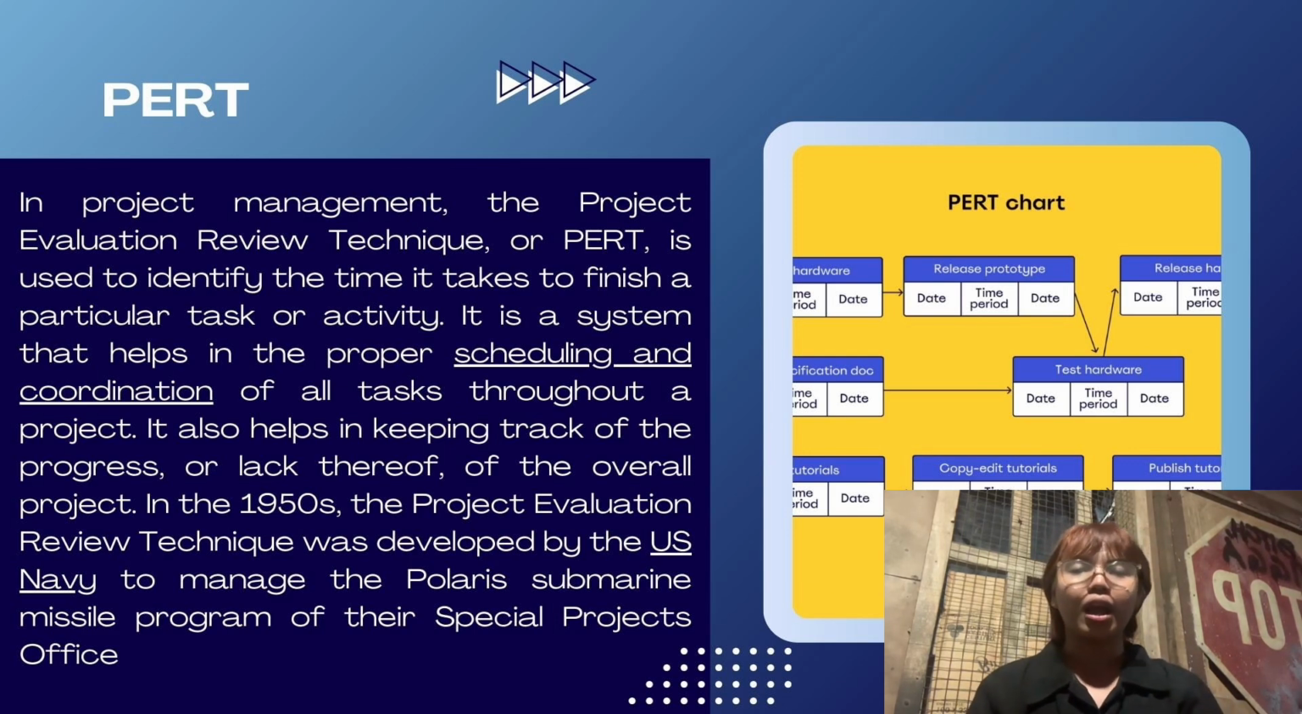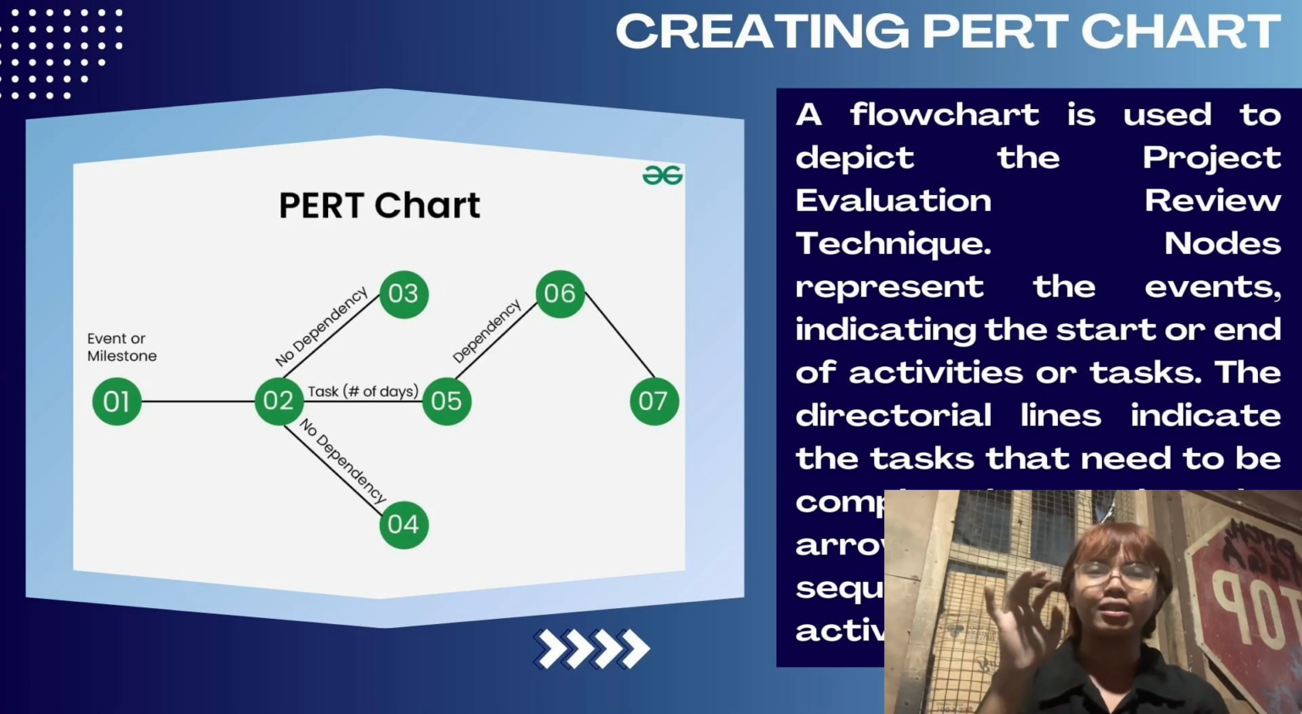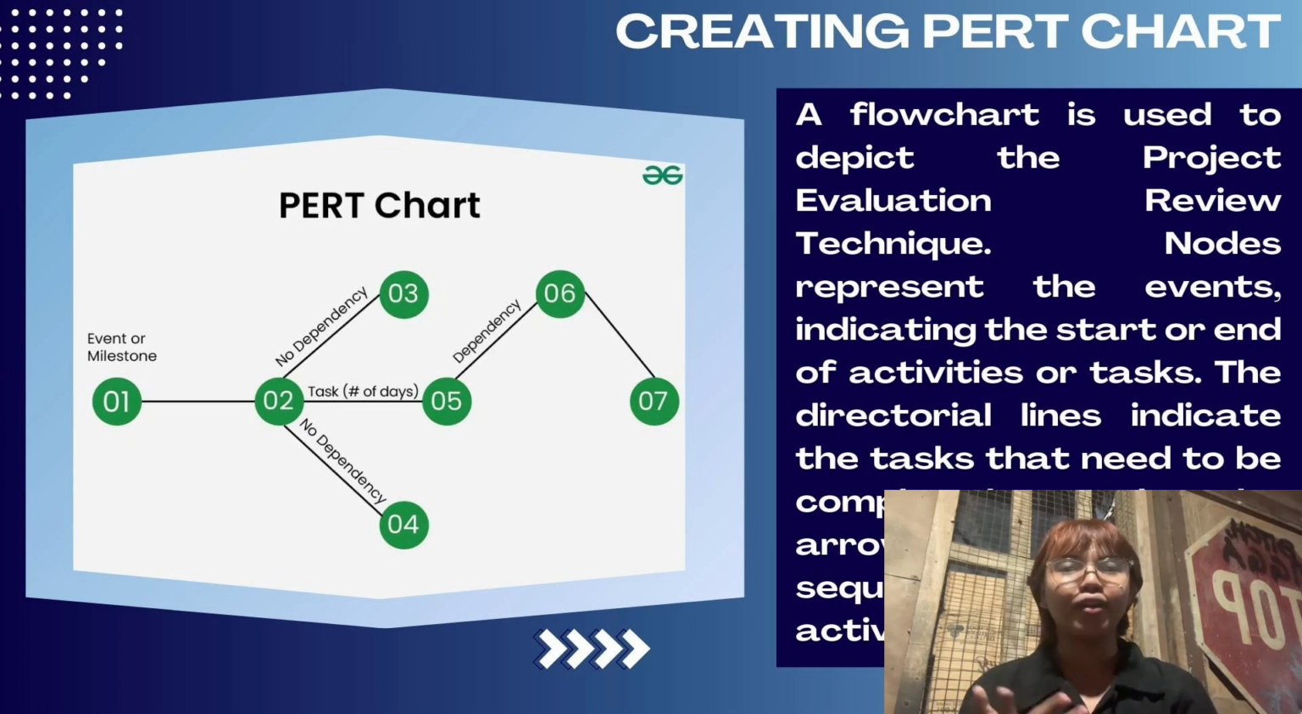So, moving on to the third slide, this illustrates the process of creating a PERT chart. A flow chart is used to visually represent the program evaluation and review technique. Nodes in the chart represent the events, indicating the start or end of the activities or tasks. The directional lines or arrows, as you can see in this slide, depict the tasks that need to be completed, and the sequence shows the flow of the project.